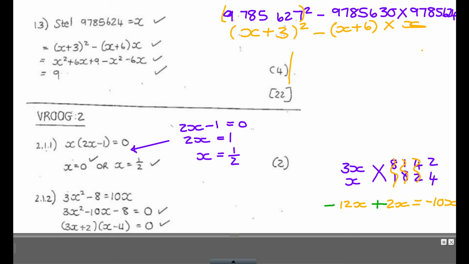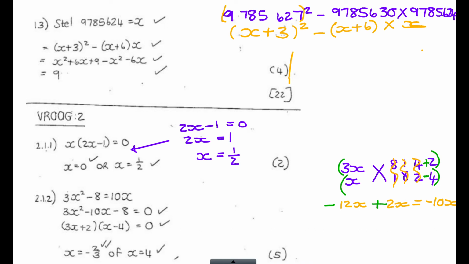So where does the minus come in? 3x times minus 4 would give me minus 12x, en x maal positief 2 geef my daai 2x. So (3x plus 2)(x minus 4). Is allemaal fine tot daar? You guys good? Okay, and then we make each bracket equal to 0.